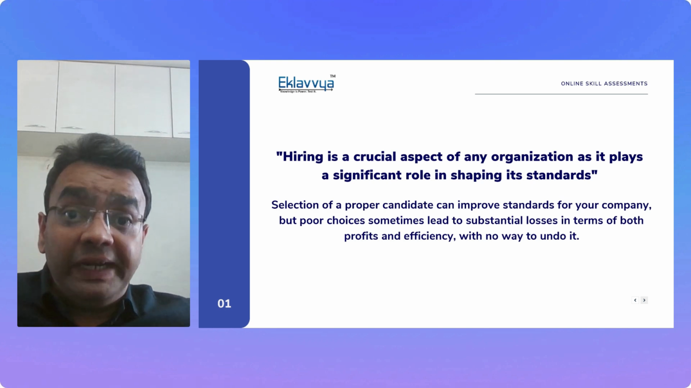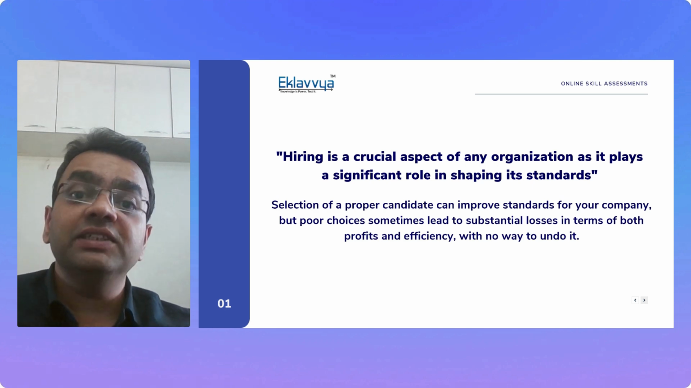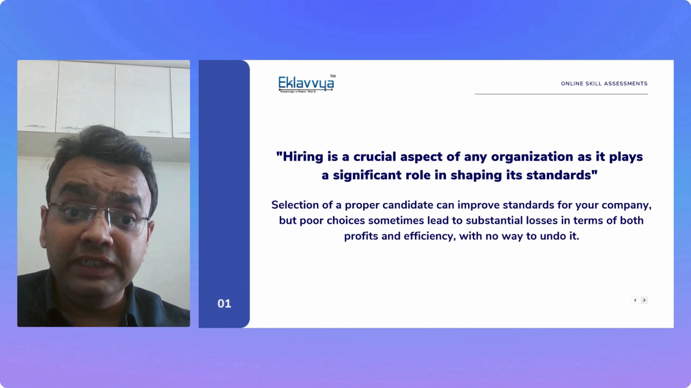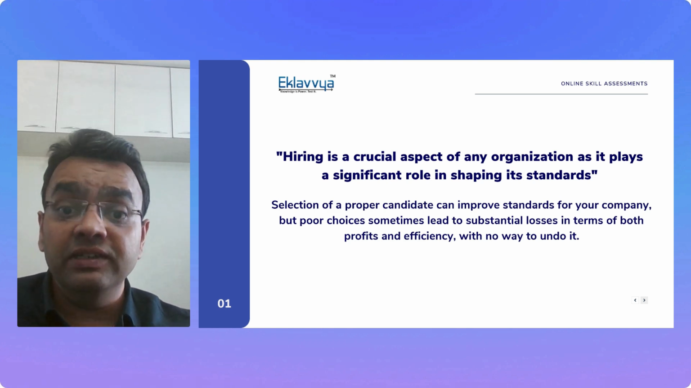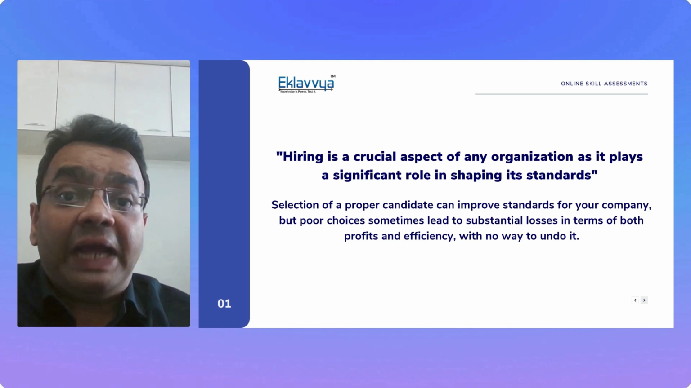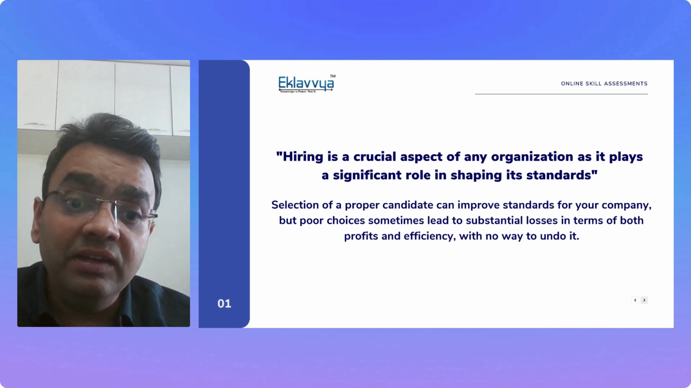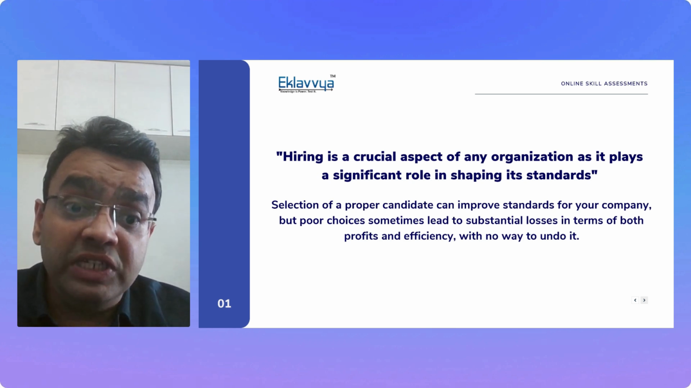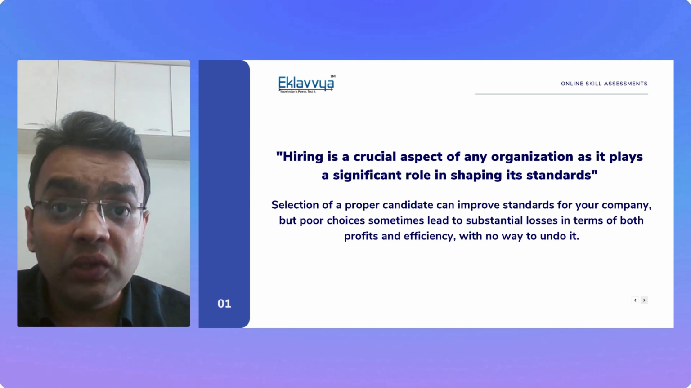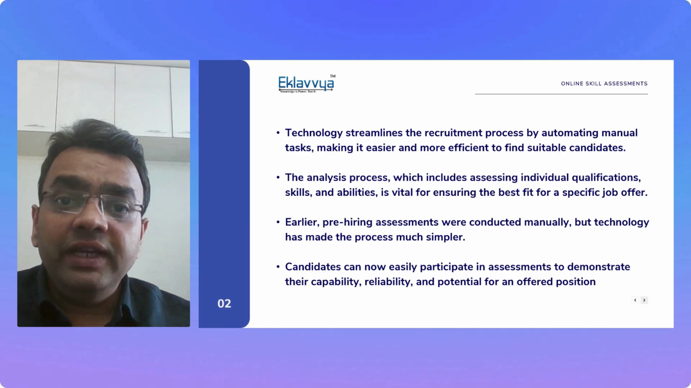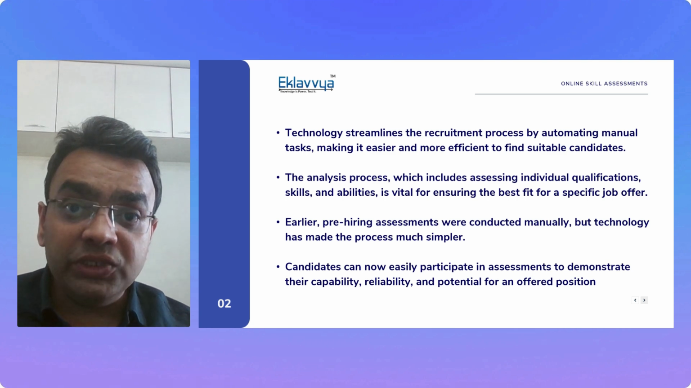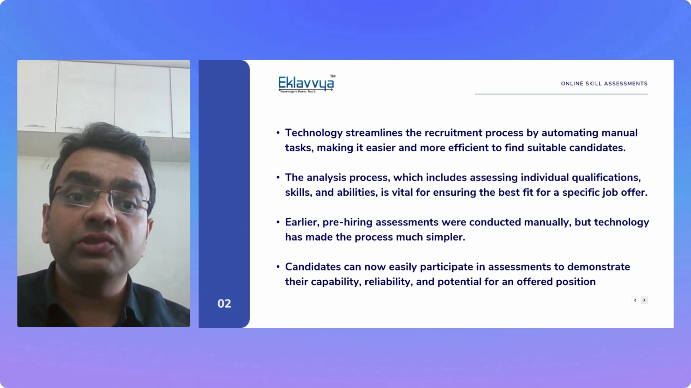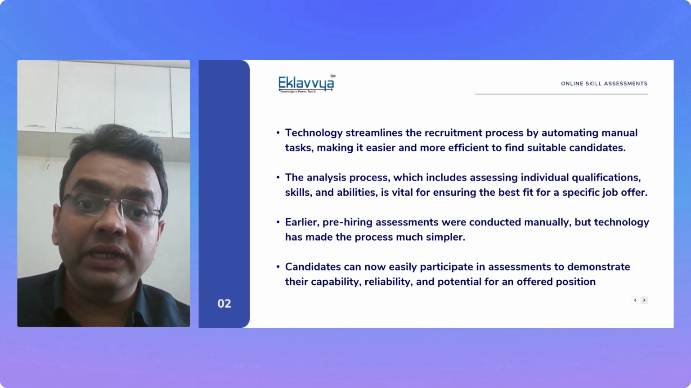Hiring is a very crucial aspect for any organization. It plays a significant role in shaping the organization's standards. So selection of the proper candidate is very critical for any organization because poor choices sometimes lead to substantial losses for the organization. So the Eklavvya platform provides technology to streamline the recruitment process by automating some of the manual tasks.